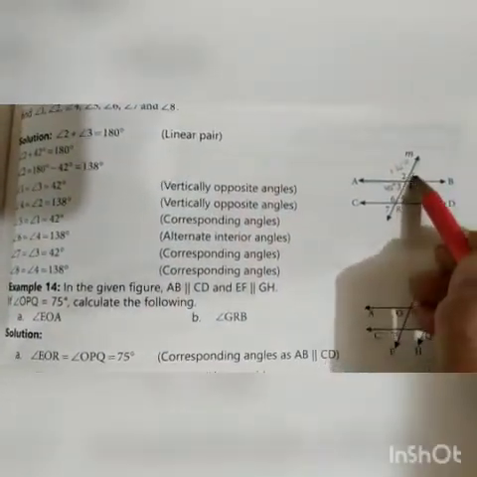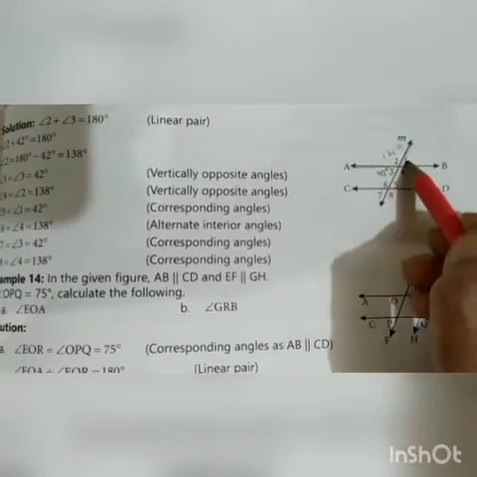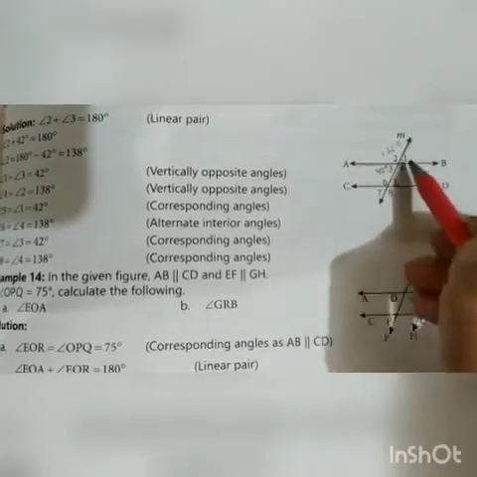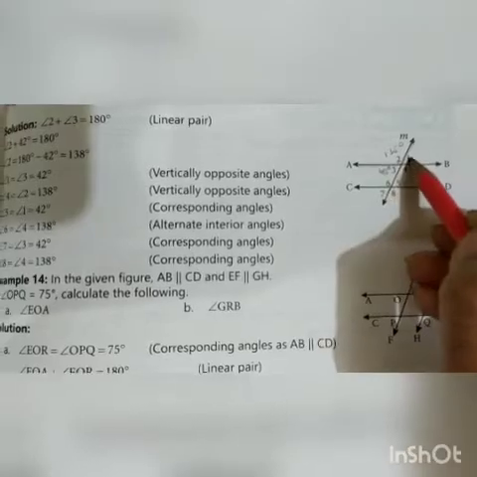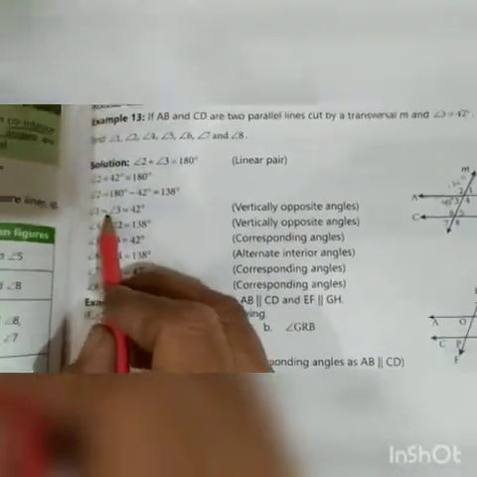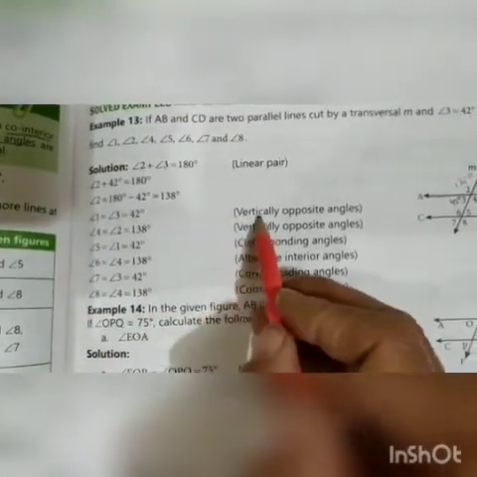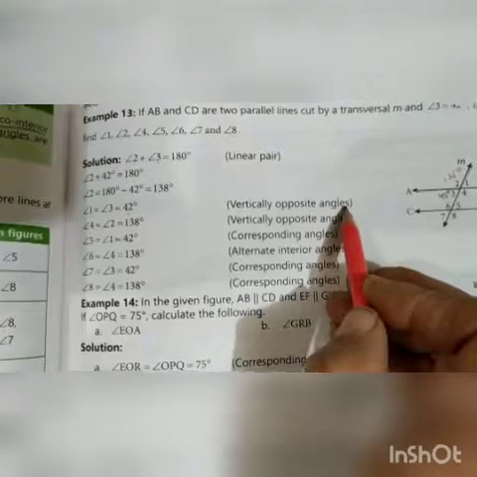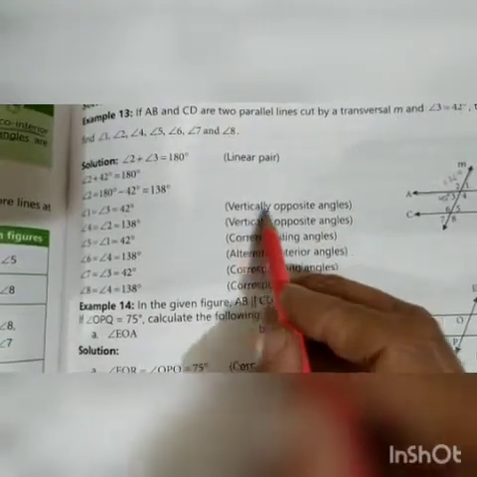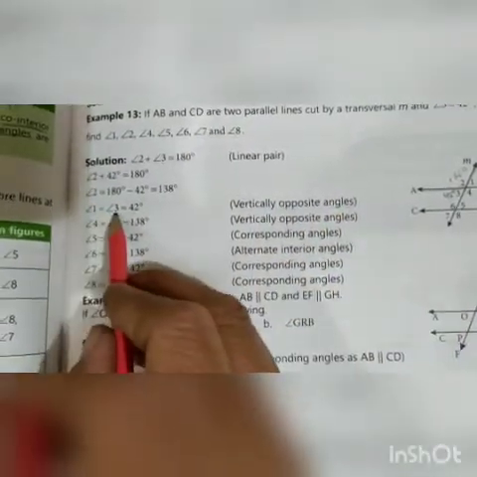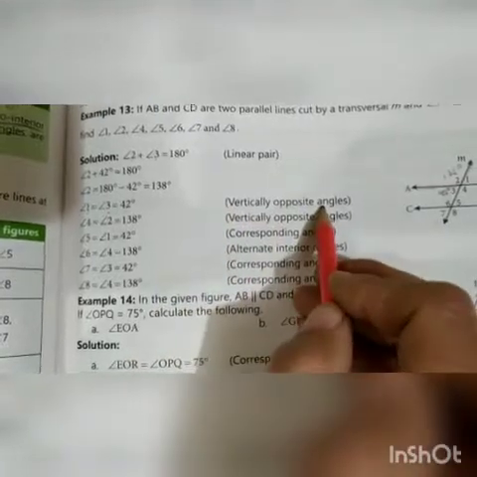Now see, angle 1 and 3, these two are vertically opposite angles. So angle 1 will also be 42 degrees. Angle 1 is equal to angle 3, it is equal to 42 degrees. We have to write the reason here. It is compulsory: vertically opposite angles. Angle 1 and 3 are vertically opposite angles.